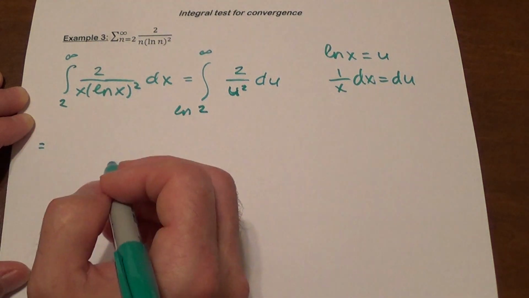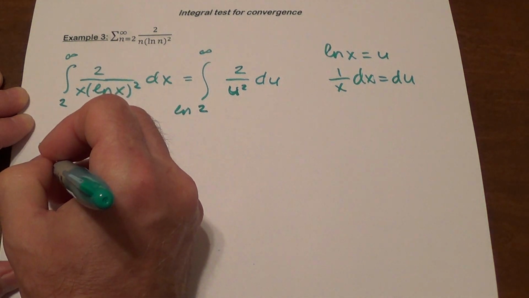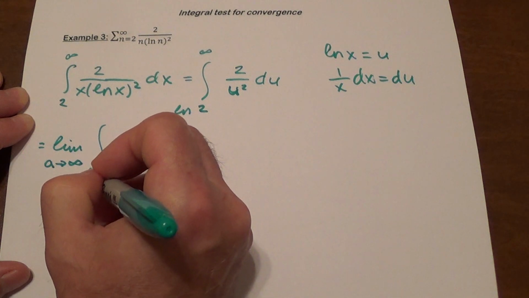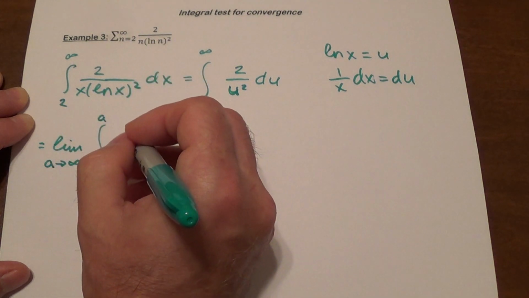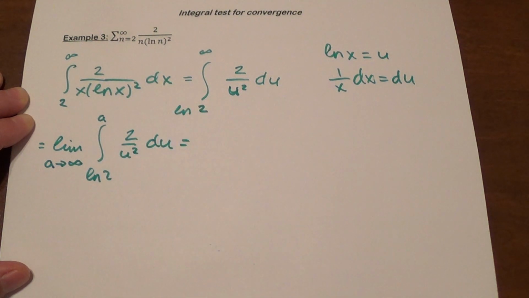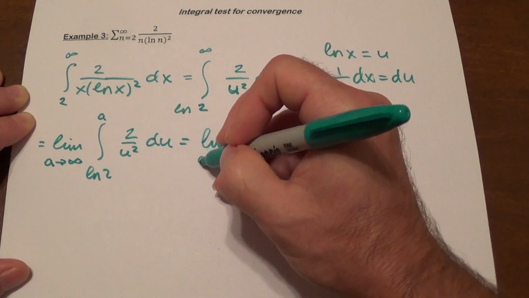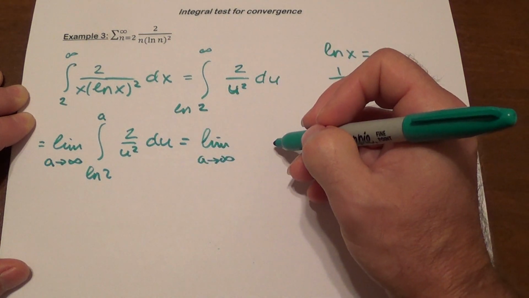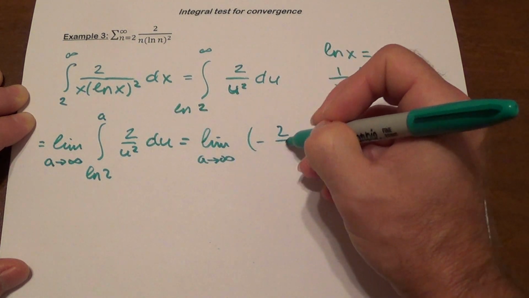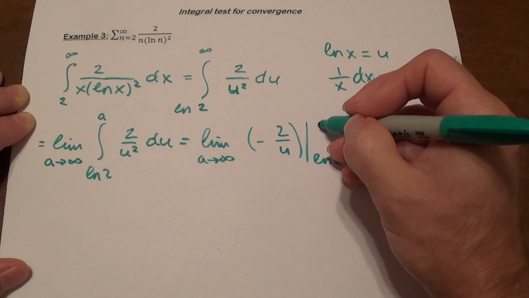We do need to use improper integration here, so we need the limit as a approaches infinity of the integral from ln 2 to a of 2 over u squared du. So that's going to give us a limit as a approaches infinity. The integral here is going to be negative 2 over u going from ln 2 to a.